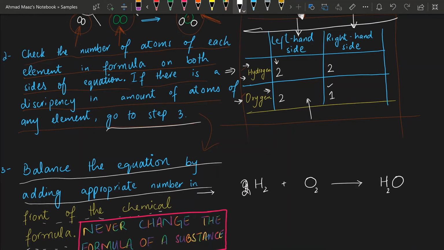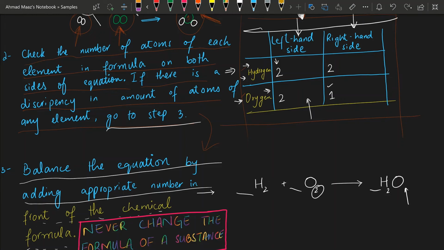You add 2 over here, you add 3 over here, 4 over here, 5, 6, whatever you want. You always add it in front of the chemical formula. You never add something over here, or you never change this. You never change this subscript.